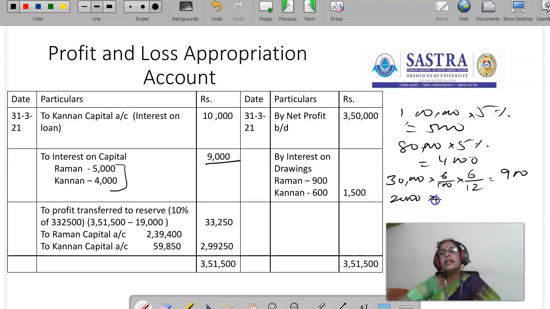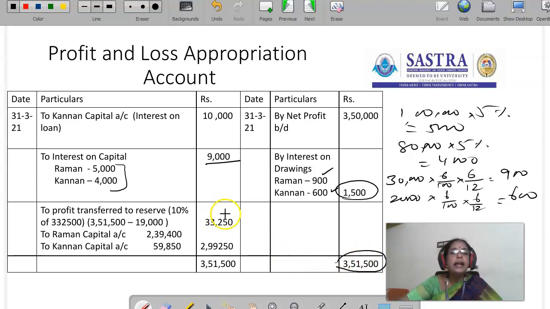So 20,000 into 6 by 100 into 6 by 12 is 600 rupees. So the interest on drawing for Raman is 900, Kannan is 600. So 1,500 is interest on drawing. So total of the credit side is 3,51,500. How are they going to allocate profit among the partners?